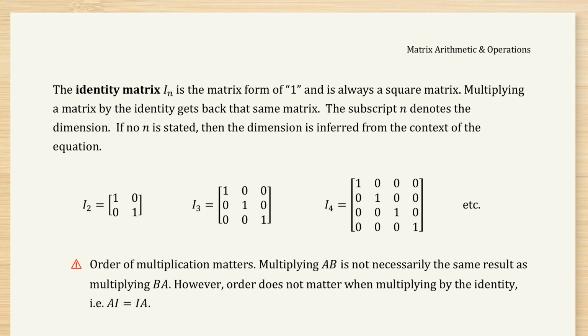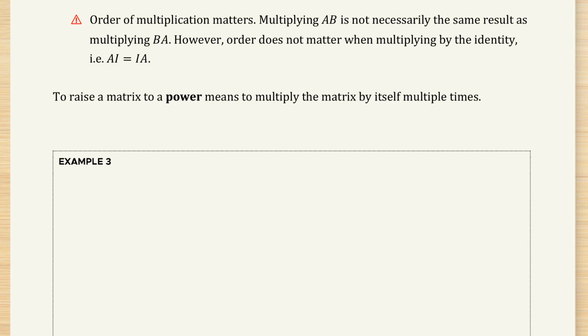For example, if we go matrix A multiplied by the identity, or identity multiplied by matrix A, since the identity is like the matrix equivalent of a 1, we get back the original matrix that was multiplied to the identity. We can also exponentiate a matrix, or raise a matrix to a power. We just multiply that many number of matrices together to raise it to that power.